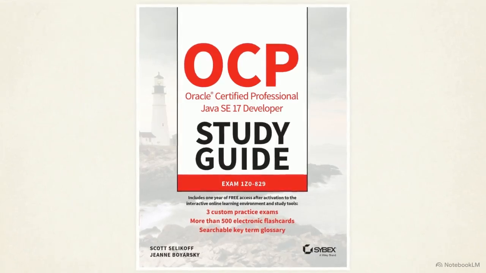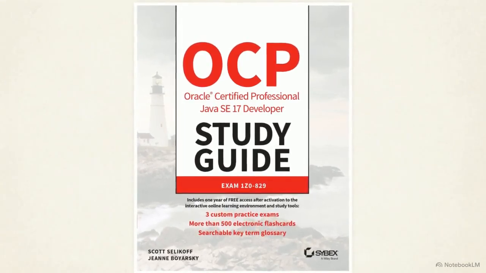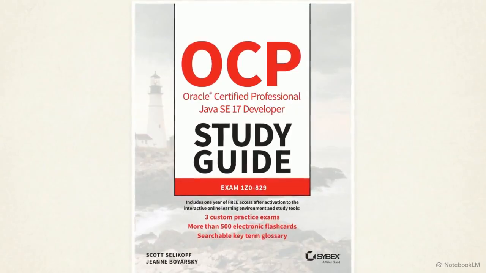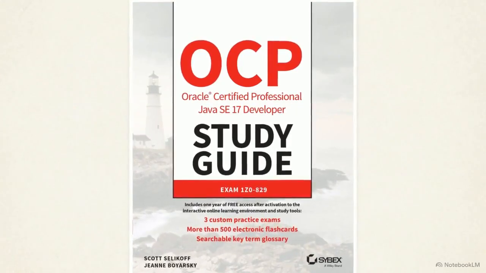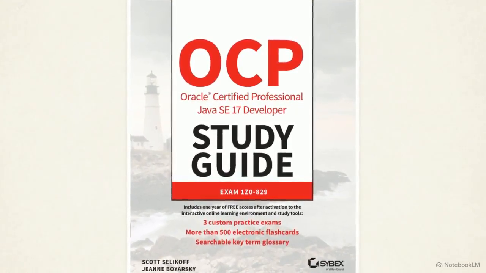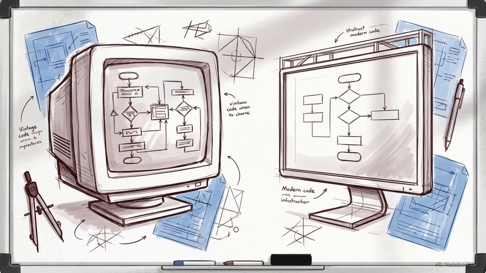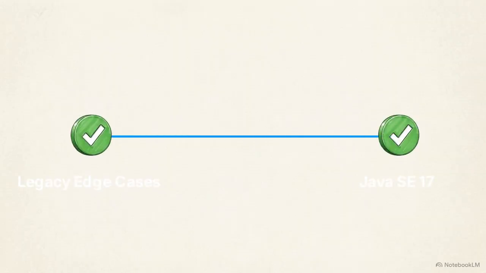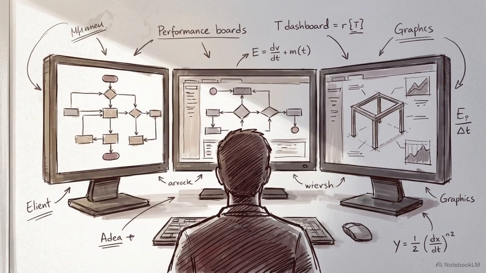To become an Oracle Certified Professional, developers must pass a single 90-minute test, Exam 100829. Oracle consolidated the certification path. This single exam demands equal fluency in decades-old legacy edge cases and the newest SE17 features. Writing successful production code every day does not translate to passing this exam.